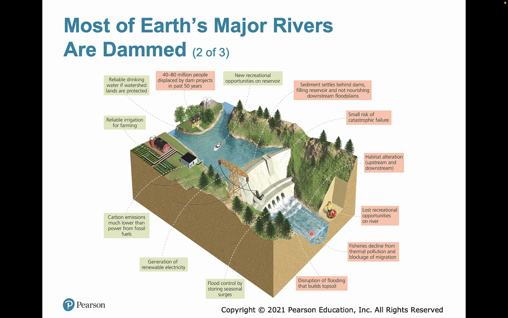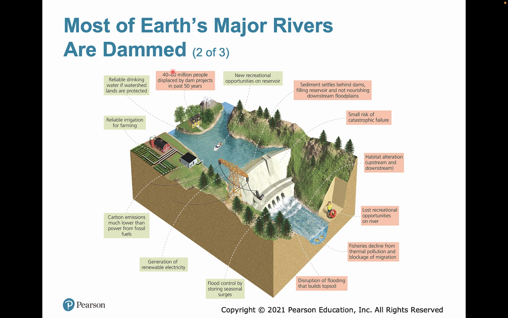Fisheries are going to decline, in many cases, because the water is shallower, so it gets warmer. Warmer water does not hold as much dissolved oxygen, so fish tend to not be able to survive as well, and dams block migration. Okay, you have species of salmon that migrate upstream. They can't migrate upstream with a dam in the middle of the river. They do build fish ladders to facilitate that, but for the most part, migration is blocked. It disrupts the flooding that builds the topsoil because all the sediment is back here.